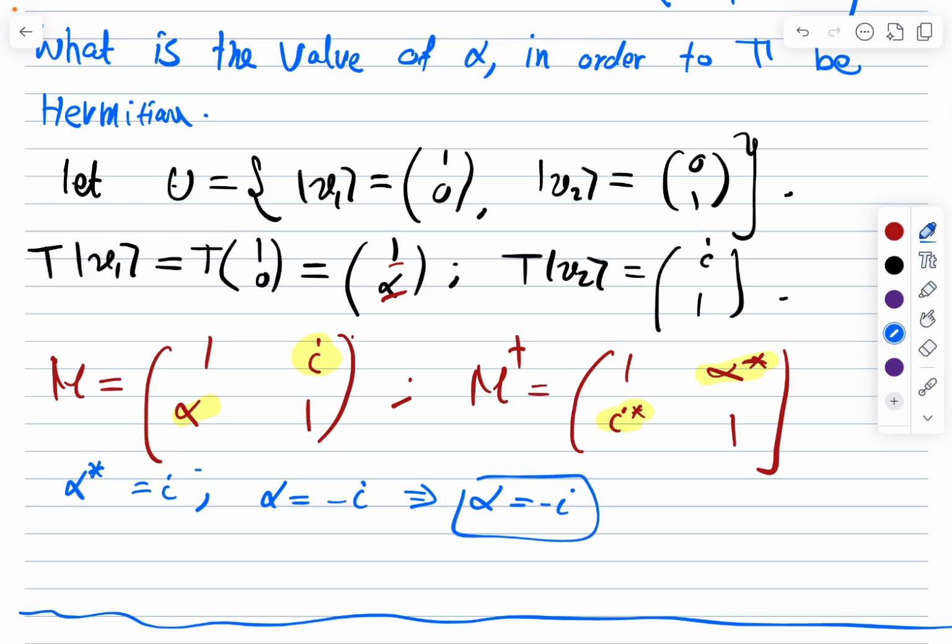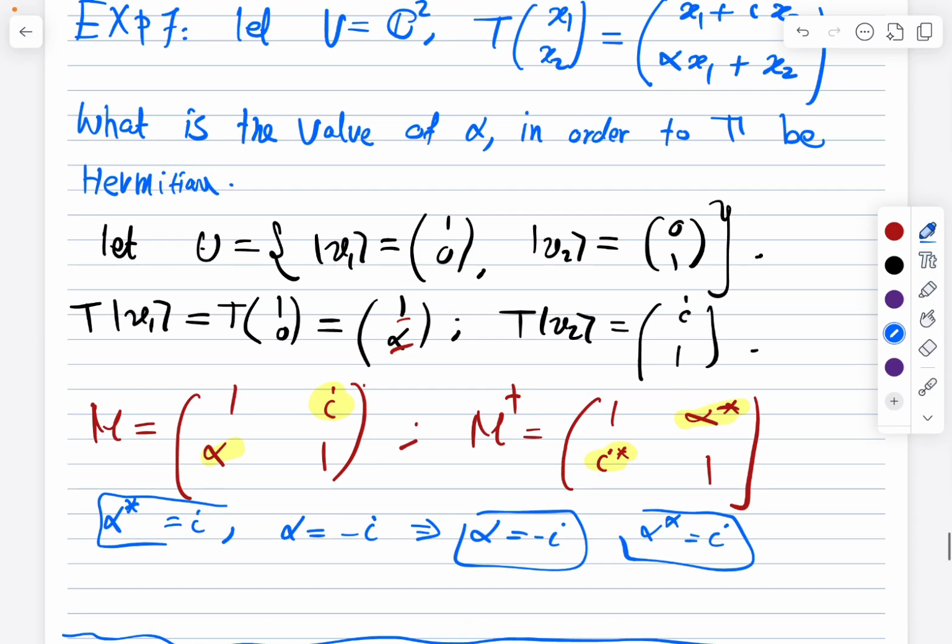Notice this equation is compatible: if we take the dagger of alpha, we get i. So we have a value of alpha which makes this operator Hermitian, which is minus i. Notice that sometimes maybe we will not have such a value, and we'll have some sort of contradiction, which means the operator couldn't be made Hermitian.